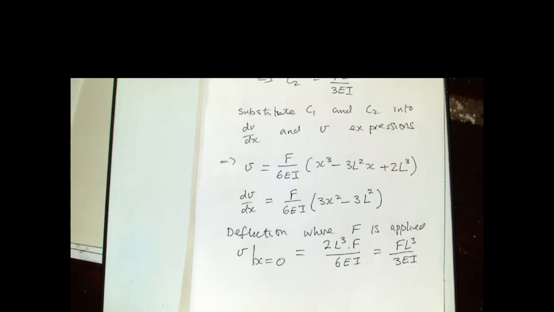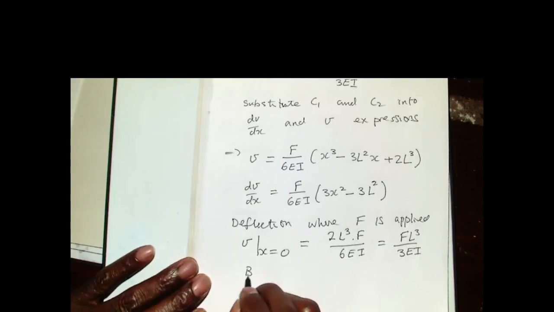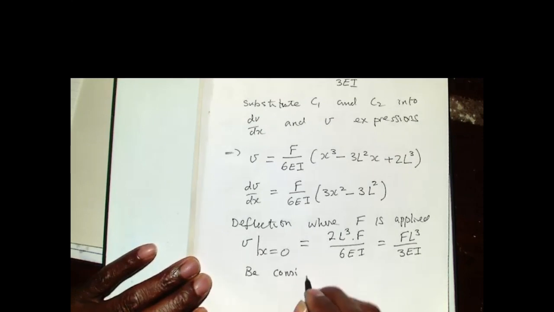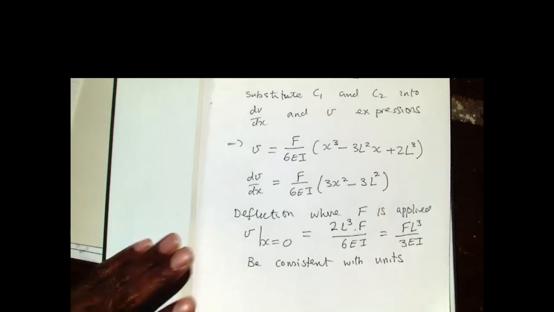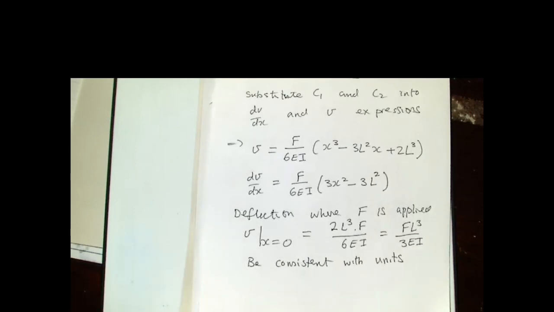So I will repeat again: be consistent with units. What that means is that if your length is in meters and your force is in Newtons, for example, your Young's modulus must be in Newton per meter squared, and your I, second moment of area, has to be in meter raised to power 4.